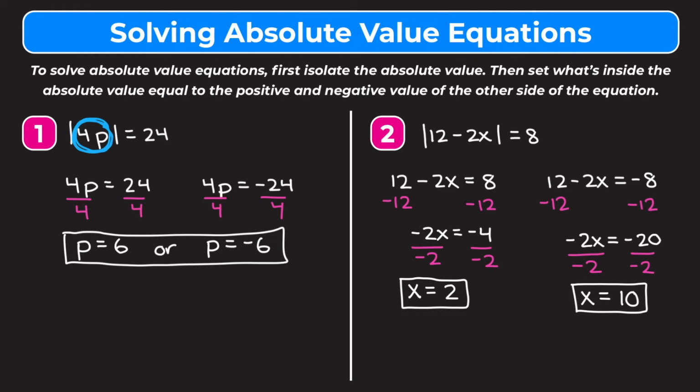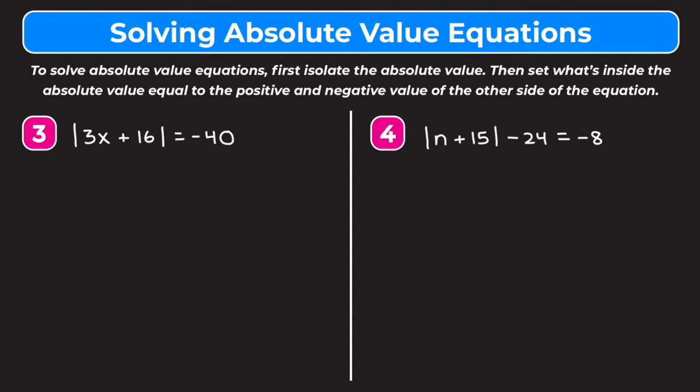Let's take a look at some more examples that are a little bit more challenging. So example 3 says the absolute value of 3x plus 16 is equal to negative 40. So for this question, we want to think about what the absolute value does. So absolute value turns everything except for 0 positive, which means we can never get a negative value from the absolute value. So it doesn't matter what we put in for x. The absolute value of 3x plus 16 can never equal negative 40 because absolute value will never be negative.